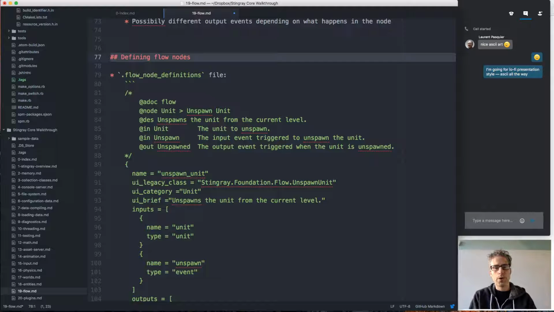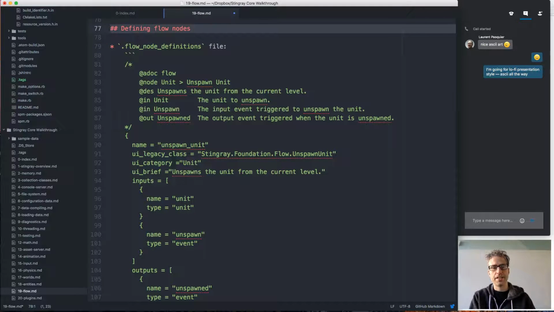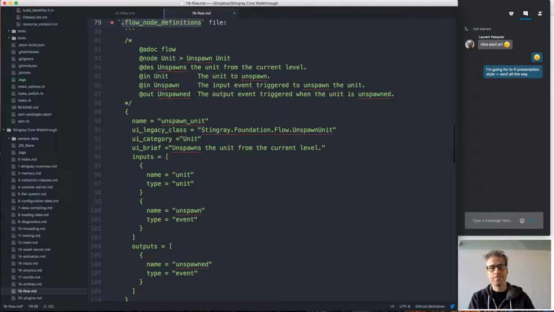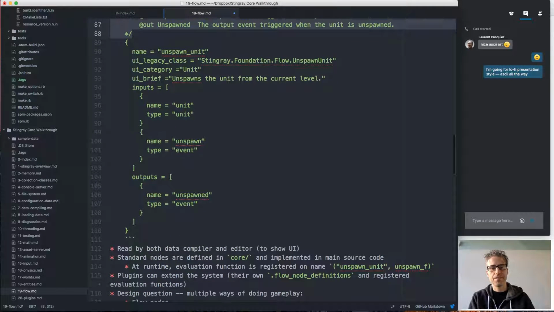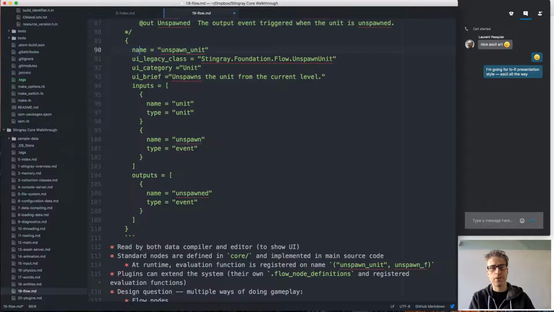Defining flow nodes. The flow nodes are defined in flow node definition files. These are just JSON files that specify some data for the flow node. It starts with some documentation. This is parsed and goes into our documentation system. And then it has information about the flow node, what it's called. This is mostly legacy stuff for backwards compatibility.